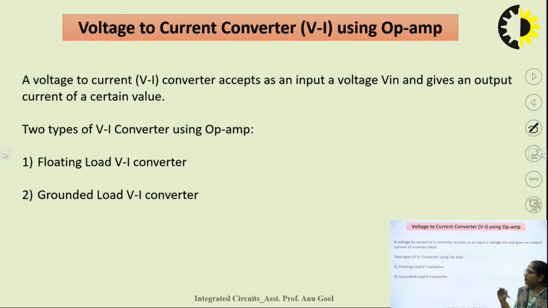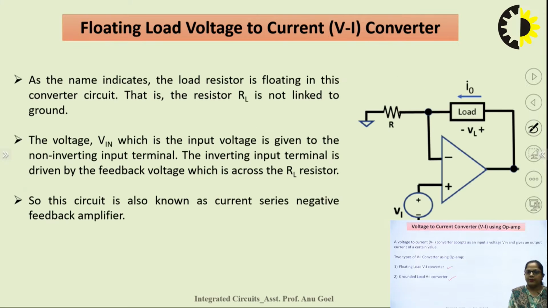A V2I converter we can realize with the help of op-amp in two ways: floating load V2I converter and grounded load V2I converter. One by one we will discuss both of them, floating load and grounded load. After this, we will discuss the reverse of V2I converter, that is current to voltage converter. So, let us start with the introduction of floating load V2I converter.